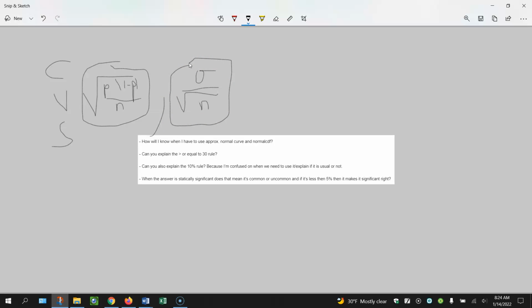The last one, when the answer is statistically significant, does that mean it's common or uncommon? And if it's less than 5%, then it makes... Okay, second part of your question. If it's less than 5%, it's significant, right? Yes, this is true. If it's statistically significant, that means that it's not likely to happen by chance. So it's an unusual result. So it's uncommon. So I hope I answered those 4 questions.